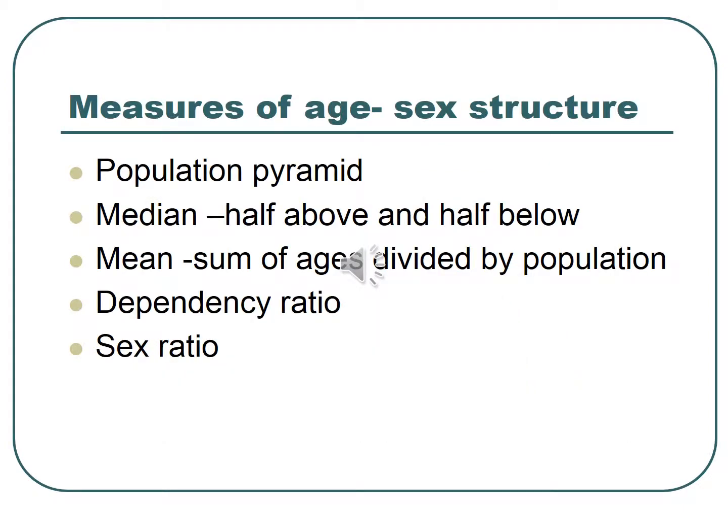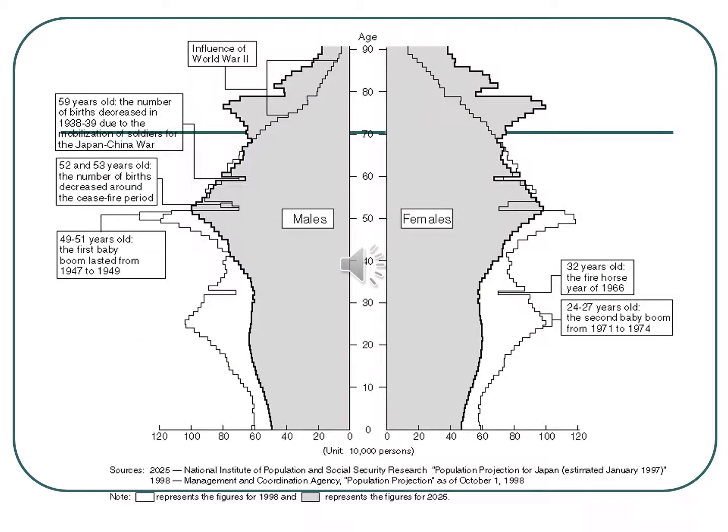Ways to measure age and sex structure of a population include the population pyramid, calculating the median population, calculating the mean population, dependency ratio, and also the sex ratio of a population. This population pyramid shows how the shape changed in different eras related to specific world events.